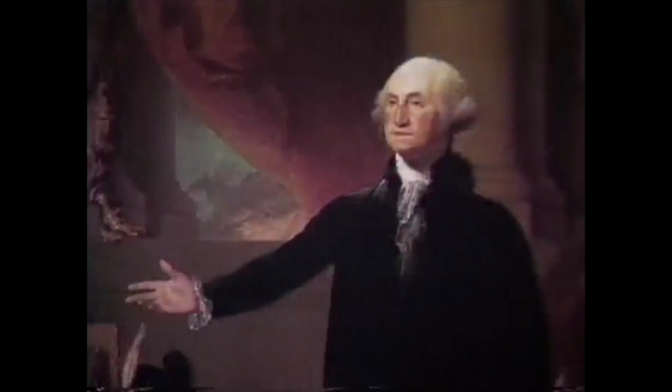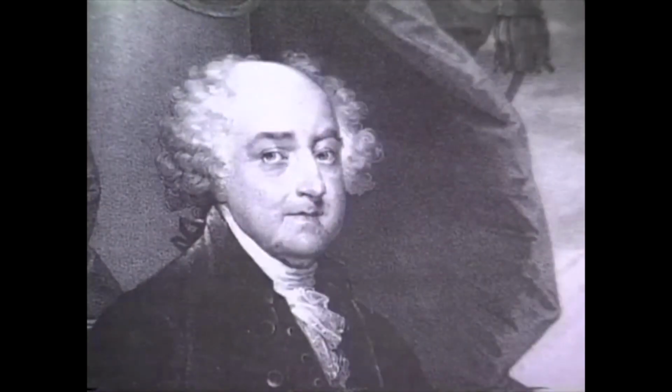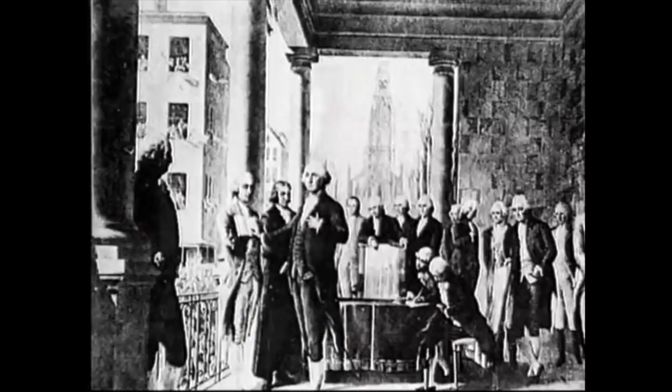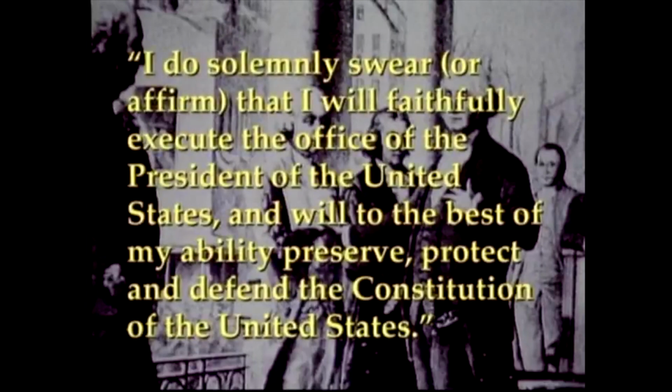By a unanimous vote, George Washington was elected the first president of the United States. John Adams was elected vice president. Washington was inaugurated on April 30th, 1789 in New York City by taking the following oath. "I do solemnly swear that I will faithfully execute the office of President of the United States and will to the best of my ability preserve, protect, and defend the Constitution of the United States."